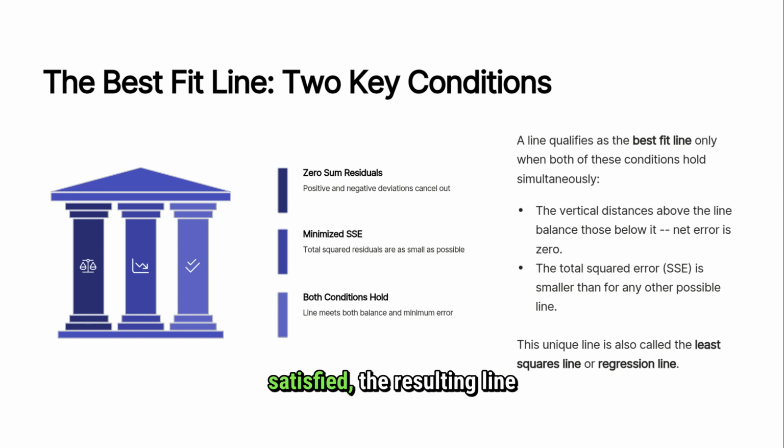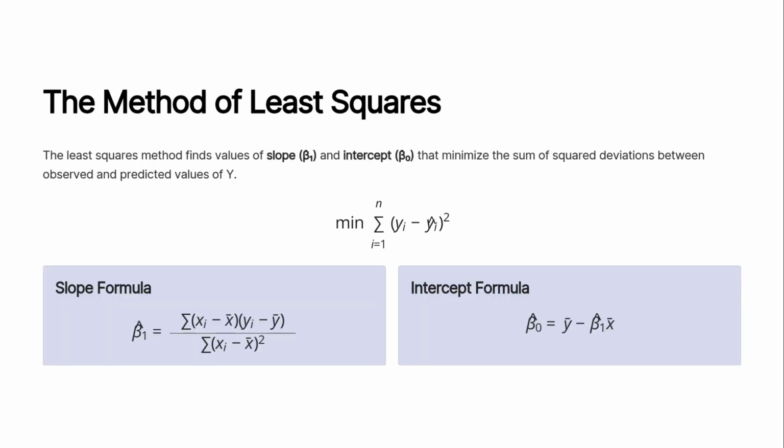When both conditions are satisfied, the resulting line provides the closest overall fit to the data and delivers the most reliable predictions. This is why it is called the least squares regression line, as it minimizes the total squared distance between the observed data points and the regression line. The least squares method determines the slope, beta 1, and intercept, beta 0, that minimize the sum of squared deviations between observed and predicted y values. This approach ensures the best fit line by reducing prediction errors.